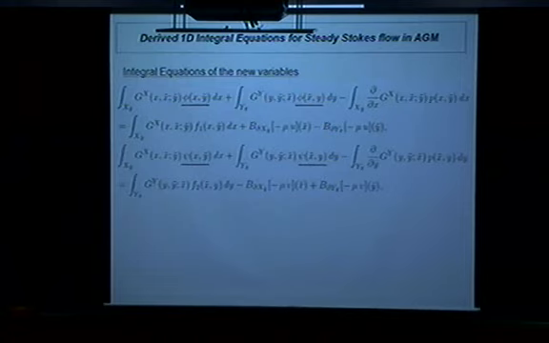Pi, psi, and here there's another variable p. P is the pressure of the Stokes equation. So we have three unknowns, pi, psi, and p. We have two integral equations. So we need one more additional equation, which can be derived from the divergence-free condition.